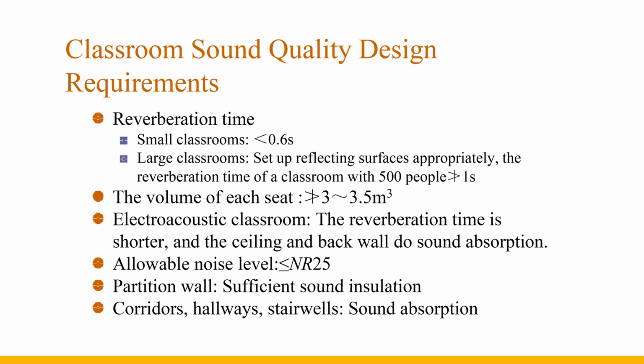For classrooms using electroacoustic systems, the reverberation time should be shorter, and the sound absorption should be done on the ceiling and back wall. To ensure intelligibility, the audible noise level should not exceed NR25. In order to avoid interference from adjacent classrooms, partition walls require sufficient sound insulation. Corridors, hallways, and stairwells should be sound-absorbing to avoid excessive reverberation time.